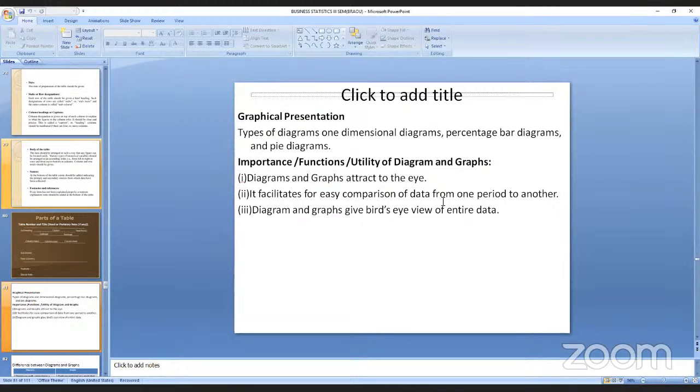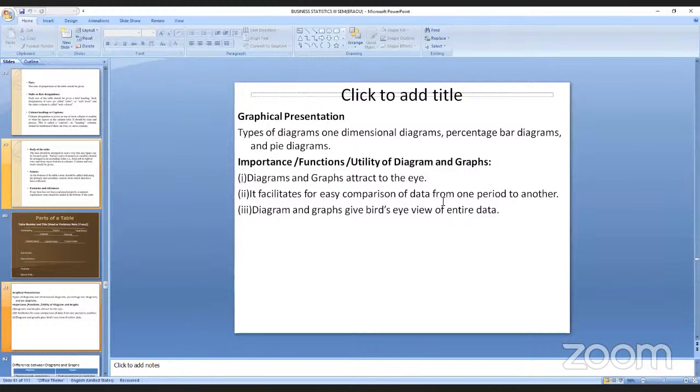Now, graphical presentation. Graphical presentation means, you know, graphs. You know the graph, ma? We have different types of diagrams. One-dimensional diagram, percentage bar diagram, and the pie diagram. So that we can be making on a graphical presentation.